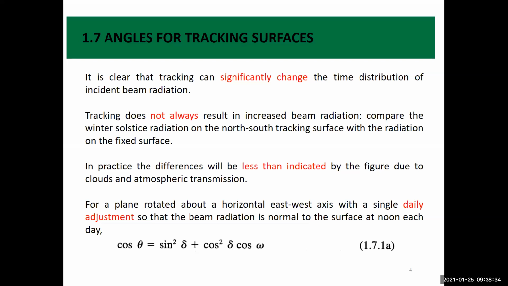For a plane rotated about a horizontal east-west axis with a single daily adjustment, that's another issue. Are you going to have it on the axis and change the adjustment every day? Because as the days pass, the value of delta changes, and then you keep on changing that. Based on that, the cosine theta, which is the angle of incidence, can be given by that expression.